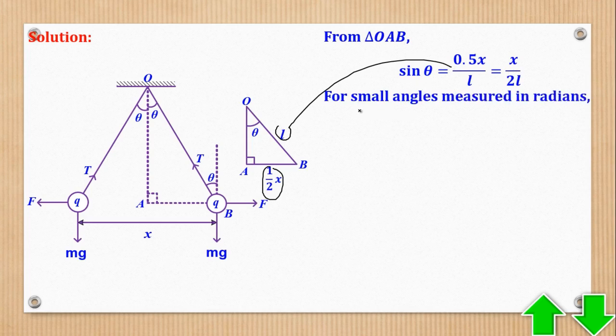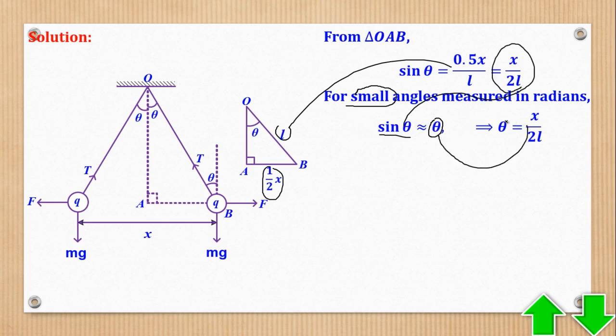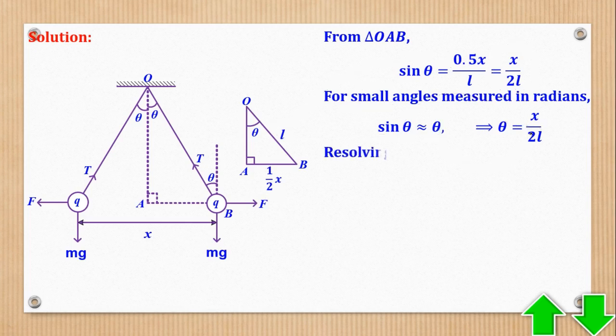Then for small angles, that's why I told you that you should note the word small angle. So this word small angle gives you a certain condition. So for small angles, sine of that angle is approximately equal to that very angle. That means that sine theta will be approximately equal to theta. So theta is equal to x over 2L. Okay, we have dealt with that condition.